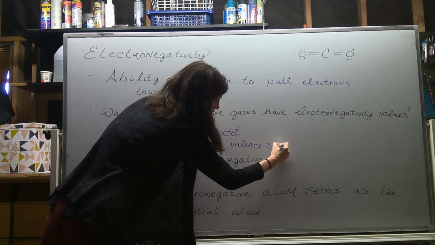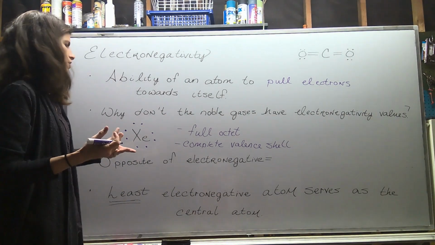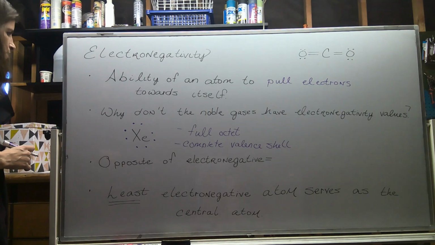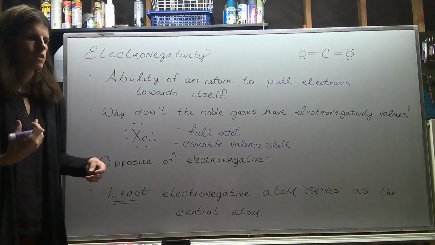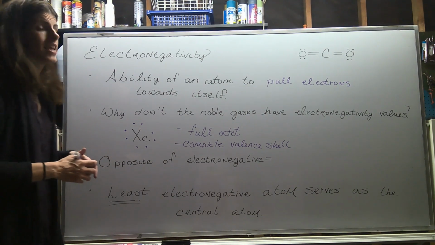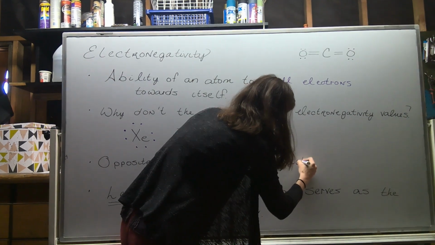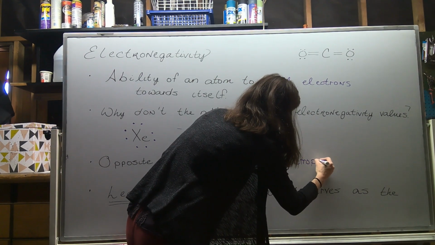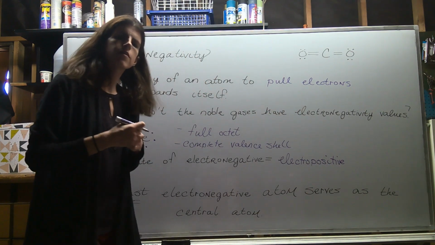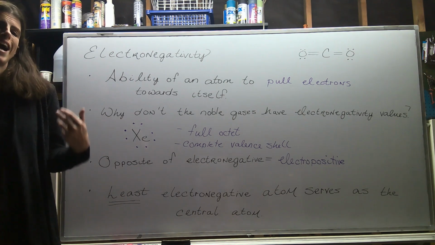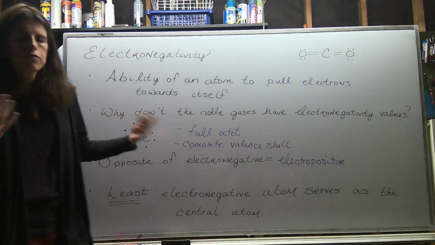But once they get to that point, they're not going to pull in any more electrons. It's just not going to happen. There's no place to put them. The opposite of the word electronegative, sometimes you might hear me using this term, so I just want you to be familiar with it, is electropositive. And the electropositive atoms on the periodic table will form cations. They're going to lose electrons because they're not really pulling them in. They're kind of just giving them away.